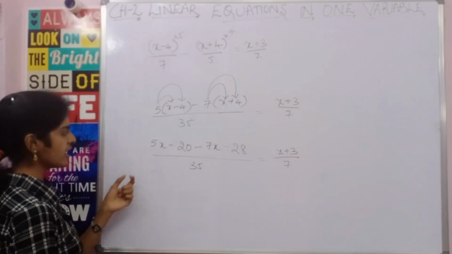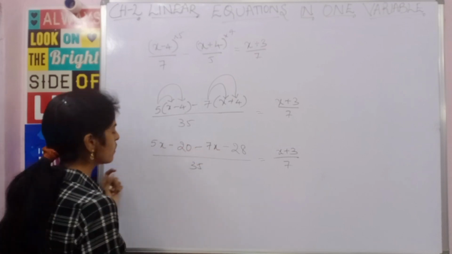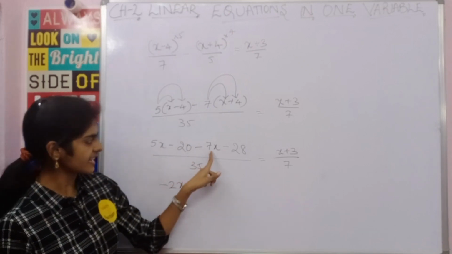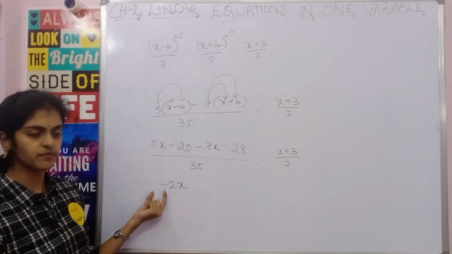Clear? So now you have 5x and you have minus 7x. 5x minus 7x gives you what? It gives you minus 2x. Okay, so you'll subtract and you'll write the sign of the bigger number. Bigger number is minus 7x, so you'll write the minus sign.